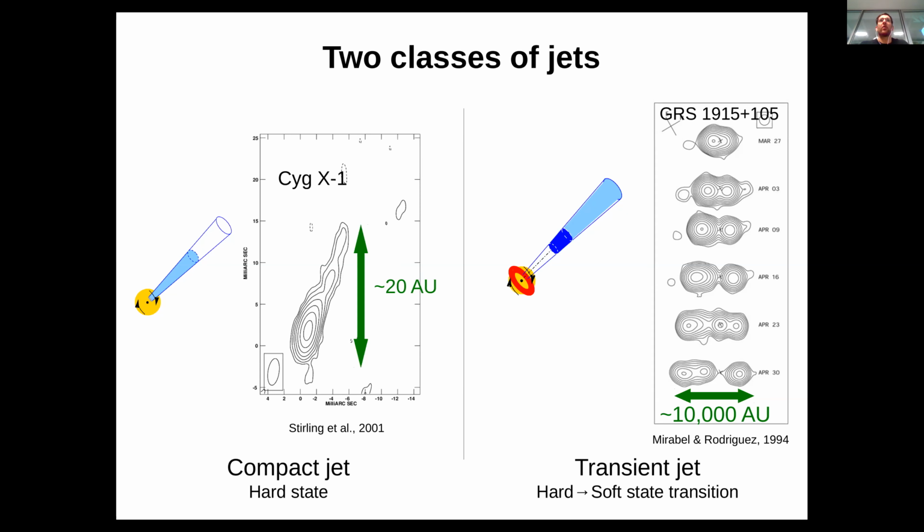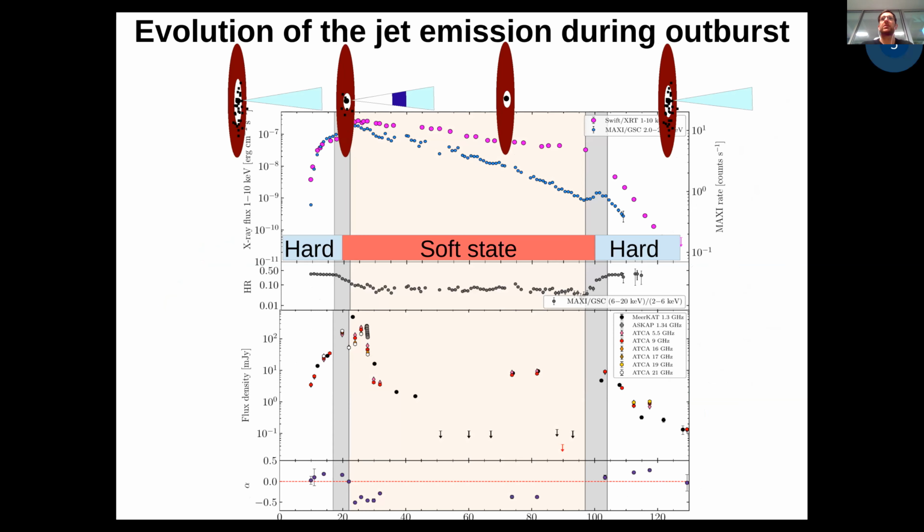Now, to show a broad overview of the evolution of these jets around the transitions, here I show the radio and X-ray light curves of the black hole system MAXI J1348, from some great recent work led by Francesco Carotenuto. I've been told that a small portion of the slide is cut off at the bottom. The x-axis here is time, and this extends over about 120 days in total. At the top we've got the X-ray light curve, hardness ratio, radio flux density, and then the radio spectral index.